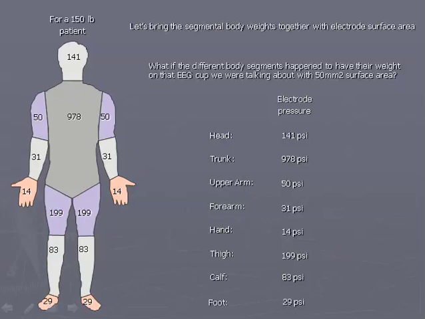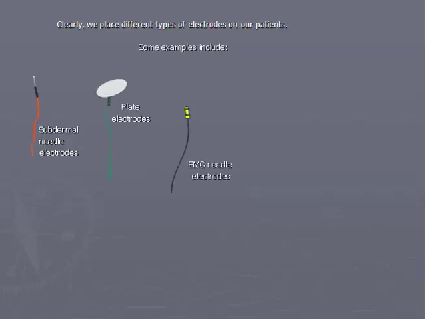Even the hand, which segmentally only weighs 1 pound, creates a theoretical maximum pressure under the EEG cup that is over 10 times the theoretical unsafe pressure. Slide 35. Clearly, we place different types of electrodes on our patients. Just a few examples include subdermal needle electrodes, surface plate electrodes, EMG needle electrodes, EEG cup electrodes.